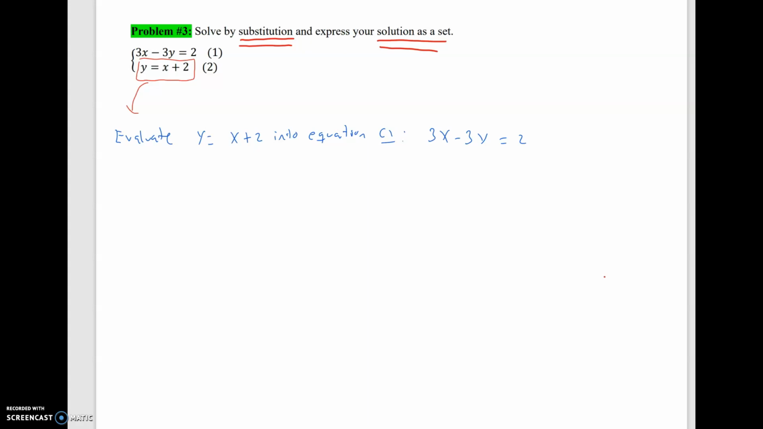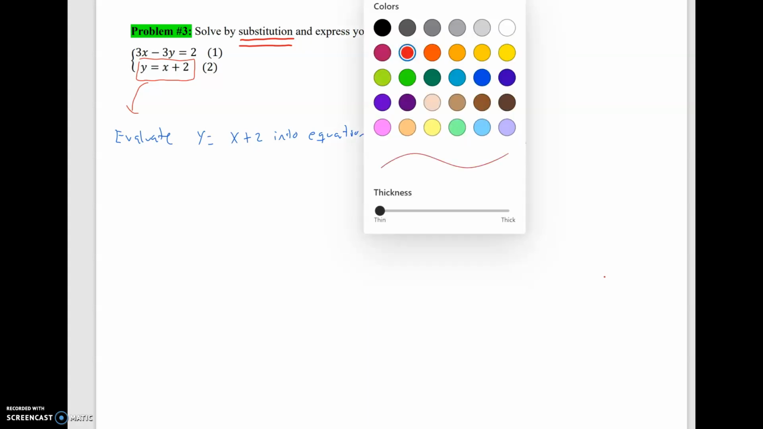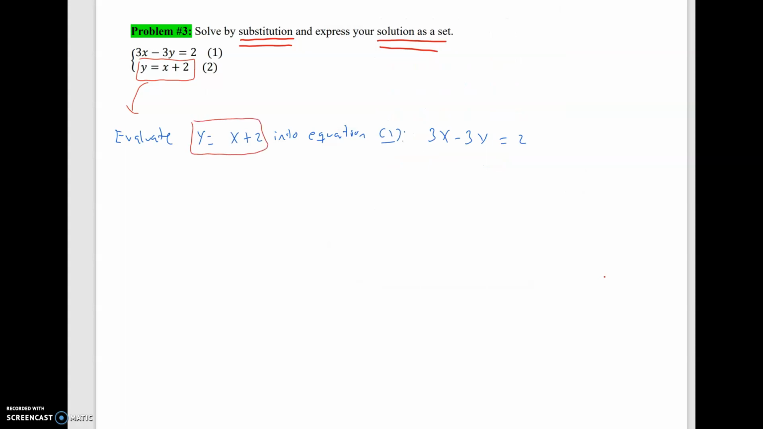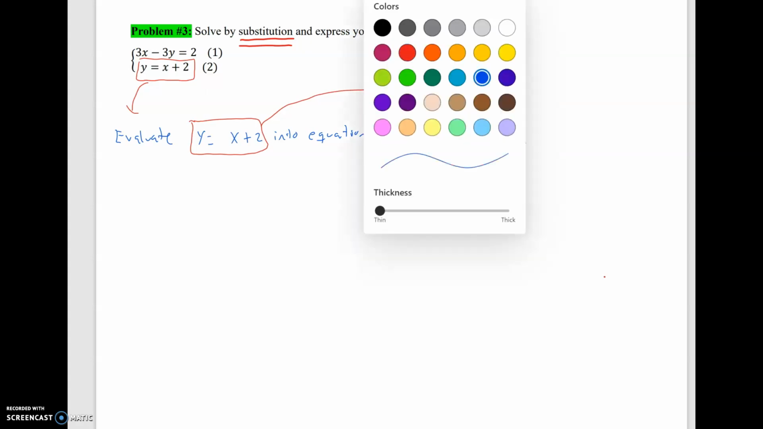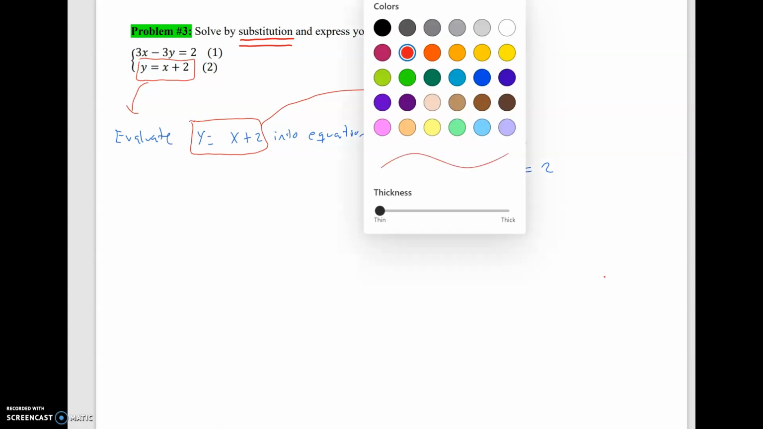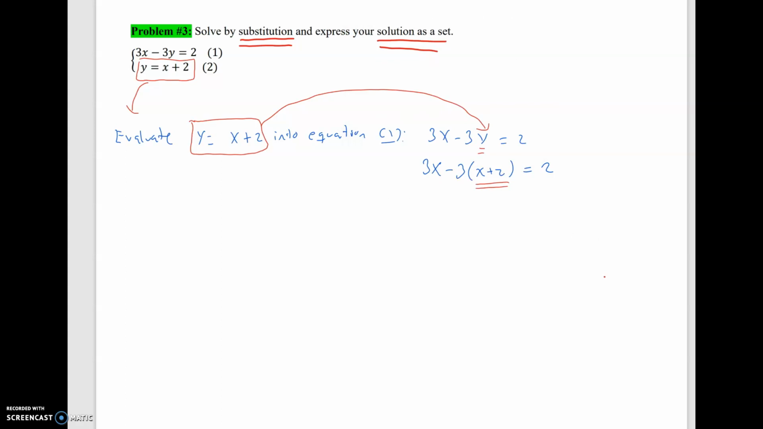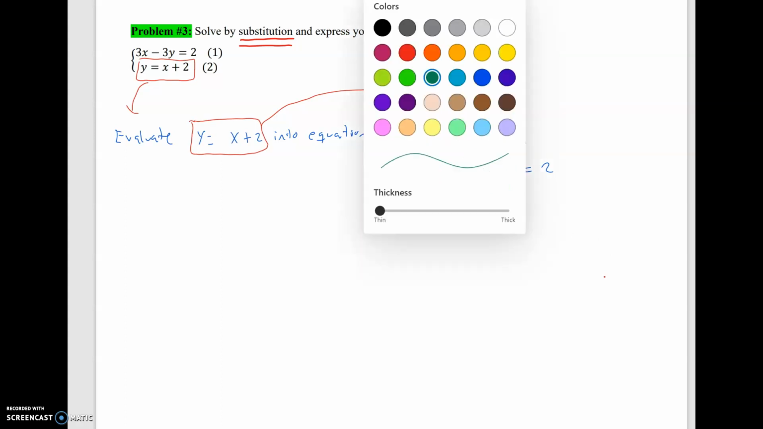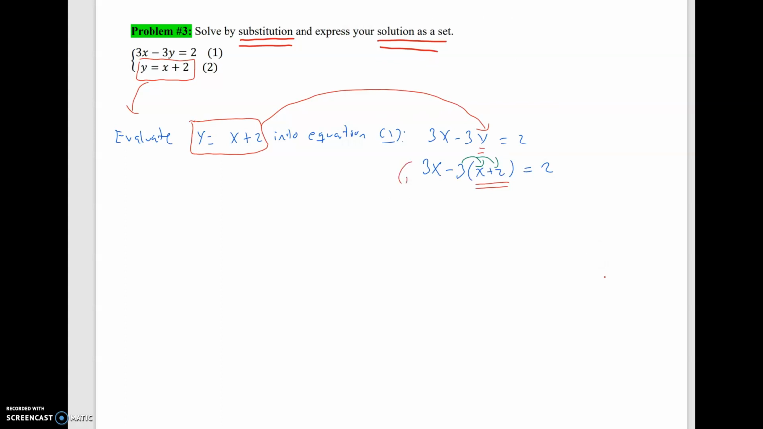the values of 3y is equal to 2. And this is supposed to be a parenthesis. So all we have to do is plug in the following value. In this case, we're looking at the y's. So we're looking at 3x minus 3 times your y value, which is x plus 2, and this is equal to 2. Keep in mind that the value of y happens to be x plus 2, and at this point we're going to have to simplify it.